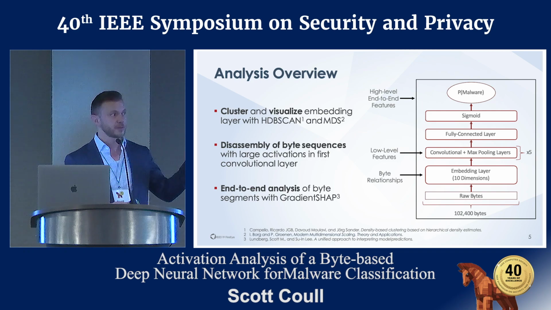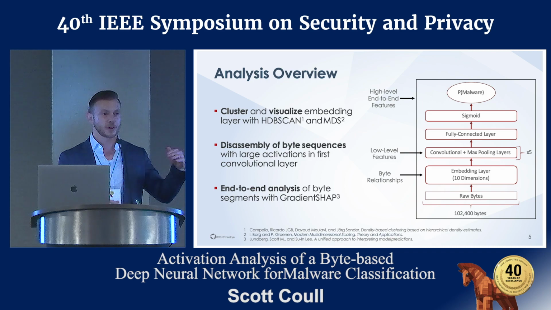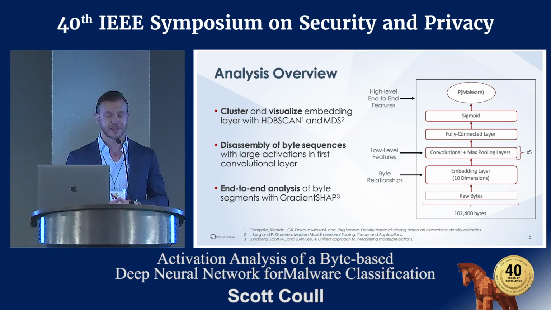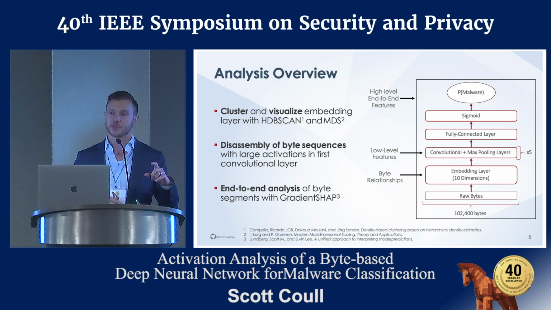Moving up just one layer to the first convolutional layer, we're going to go ahead and look at all of the high-weight activation areas for the binaries and disassemble them to try to get back to some sort of human interpretable notion of where those activations are happening. And then finally, we're going to do an end-to-end analysis using the Shapley, or so the SHAP framework, to try to understand for each of those byte segments what their relation is to either the benign or malicious conviction of the model.